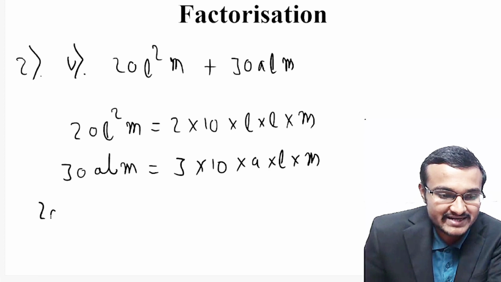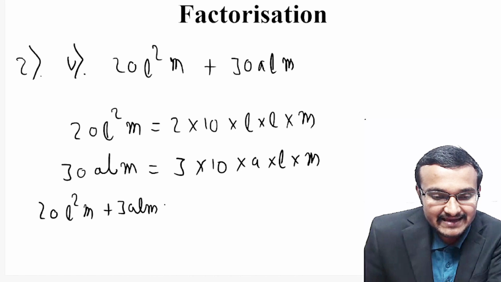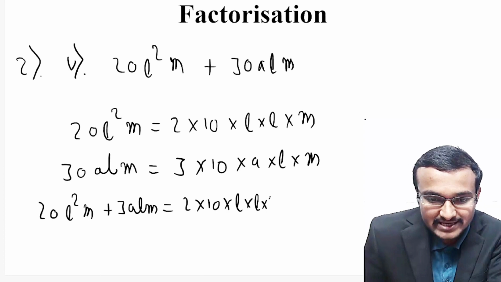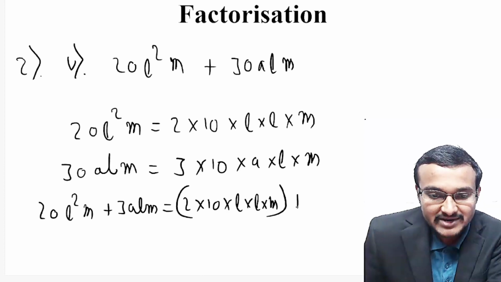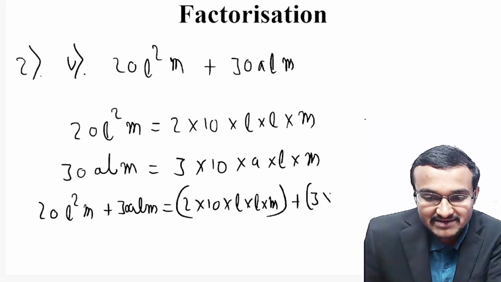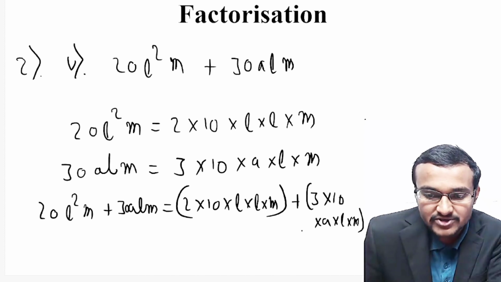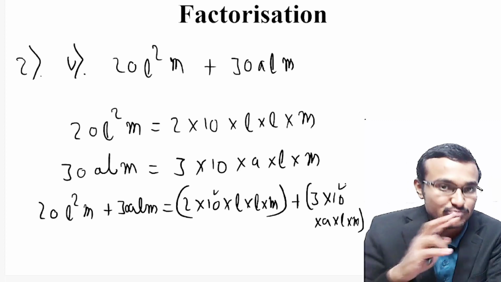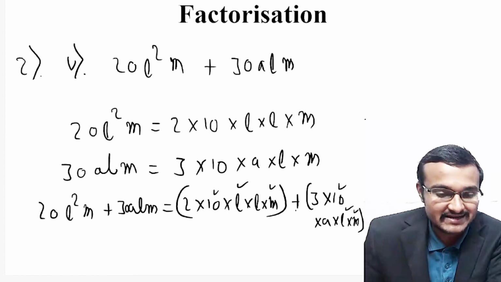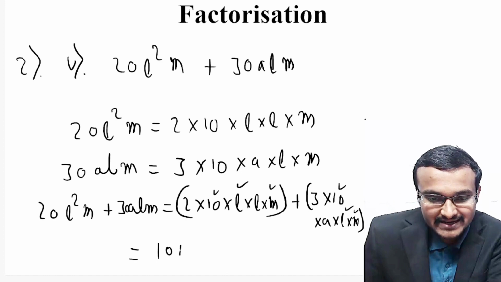Now you can write this 20l square m plus 30alm as 2 into 10 into l into l into m as one particular term, plus 30alm can be written as 3 into 10 into a into l into m. Now here you can clearly see 10 and 10 are common in both the terms, l and l are common in both the terms, m and m are common in both the terms. So 10lm you can take as common. That is equal to 10lm.